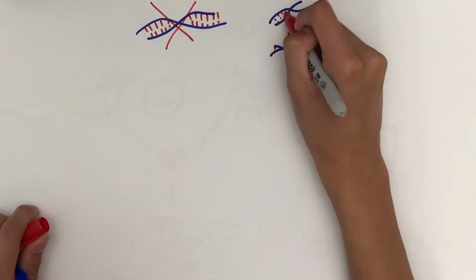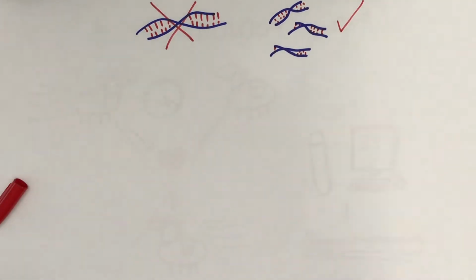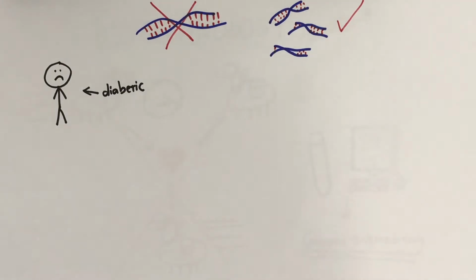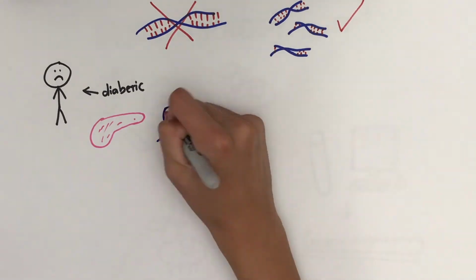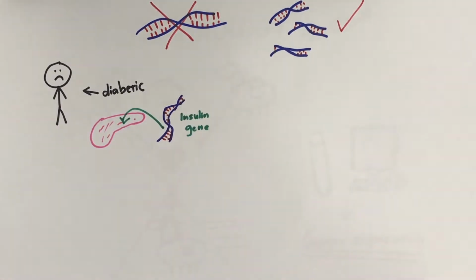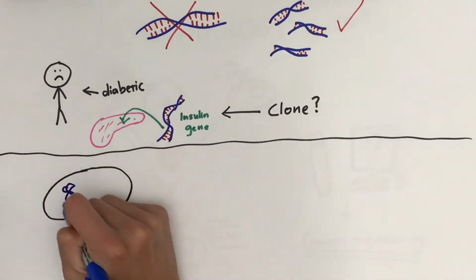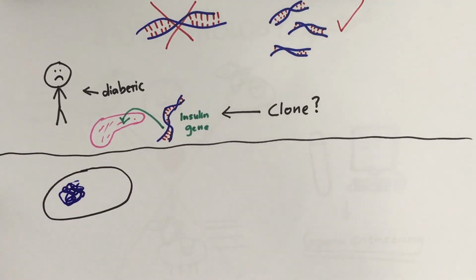So the first step is to clone your DNA. Let's say we have a diabetic over here, and you want to give his pancreas cells some insulin-producing genes. How do you do that? You have to clone the gene. And the oldest and probably easiest way to do that is to stick it inside a bacteria and let it do the cloning of the DNA for you.